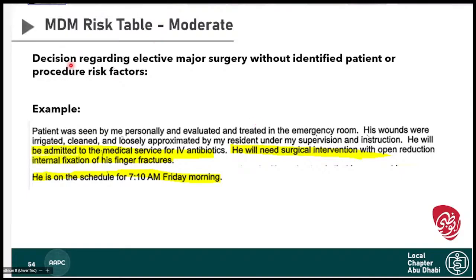Next, we'll discuss decision regarding elective major surgery without identified patient or procedure risk factor. Elective major surgery is a pre-planned surgery. For example, the patient has appendicitis, and the provider decides to do the appendectomy after 1 week or 1 month. That planned surgery is called elective major surgery. In another example, it is documented he will need surgical intervention with open reduction internal fixation of a finger fracture. The provider plans to do ORIF and schedules it for Friday morning in the upcoming days. So this should be considered an elective major surgery.